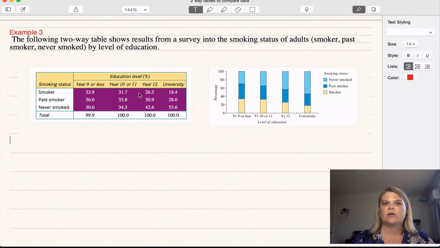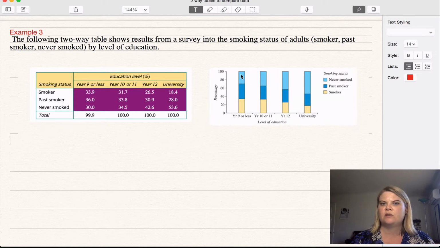You could also show data in a two-way table, or particularly with more than 2 rows, you could show it in a segmented bar chart. So this is an example of this data put into a segmented bar chart. It was already in percentages, so it was easy to just put into this bar chart.